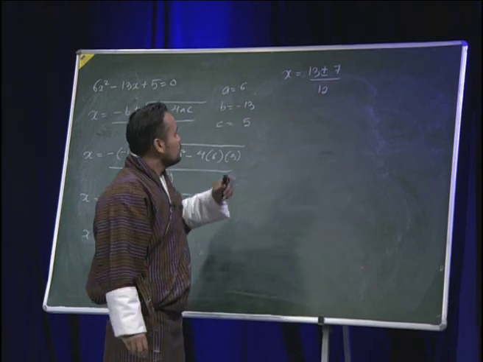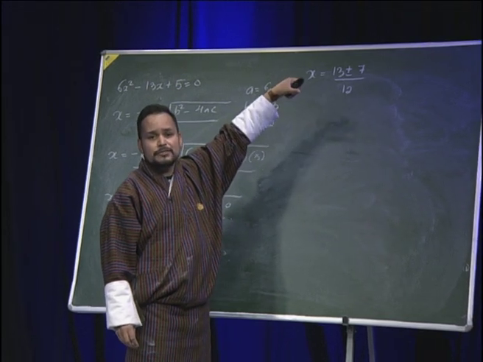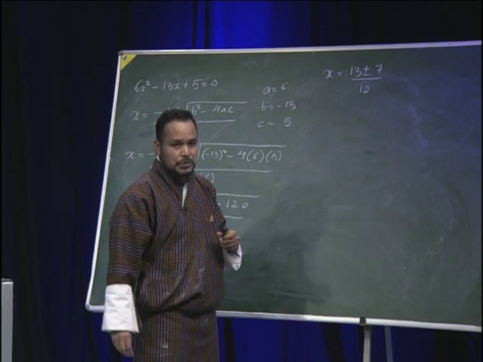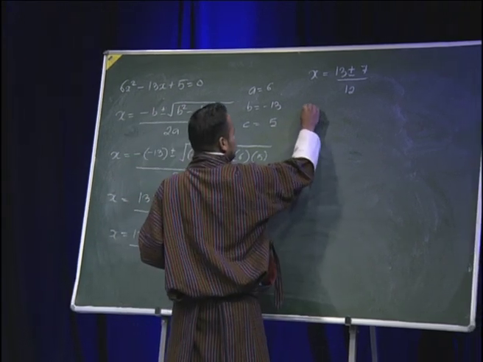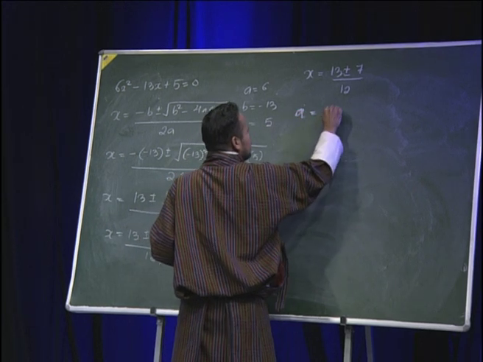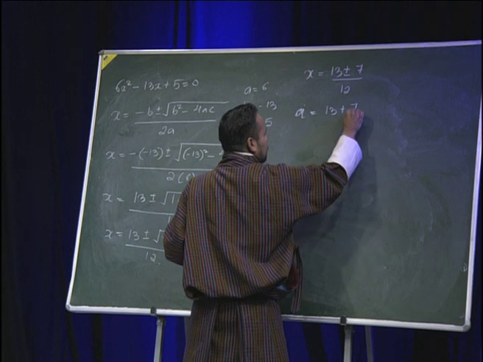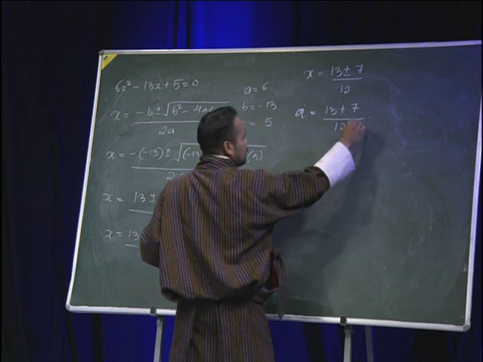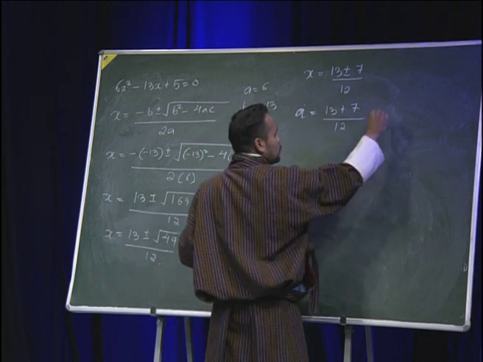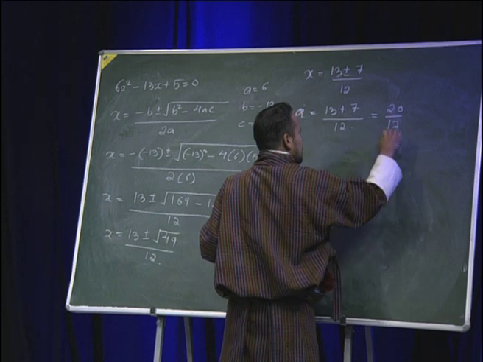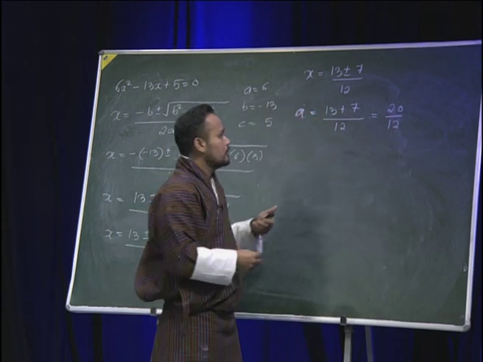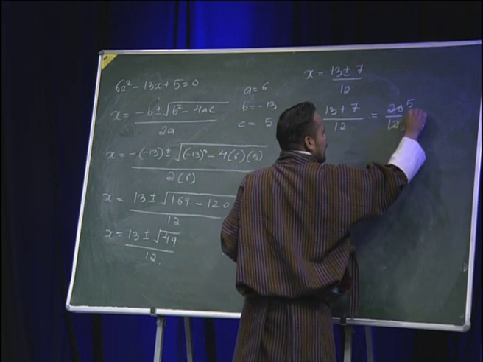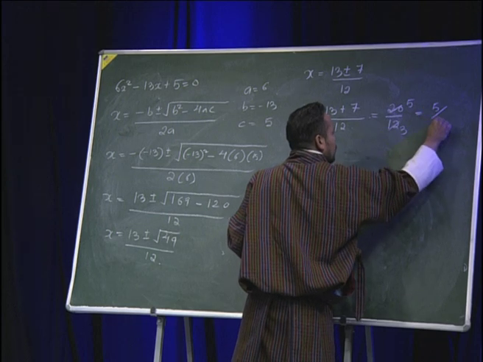Now I can use this expression to get the values of alpha and beta, the two roots of this quadratic equation. Alpha will be equal to 13 plus 7, taking plus first, whole divided by 12. When I simplify this, 13 plus 7 is 20 over 12. This fraction can be simplified: 4 times 5 is 20, 4 times 3 is 12. So I have the first root, 5 over 3.